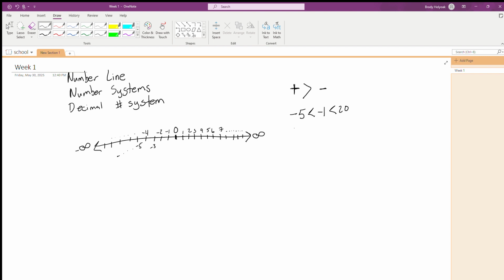And I can go with the other direction. 20 is greater than negative 1, which is greater than negative 5. So either way, I can split this through and say negative 5 is also less than negative 20. 20 is also greater than negative 5. And we're going to reference numbers in this manner.